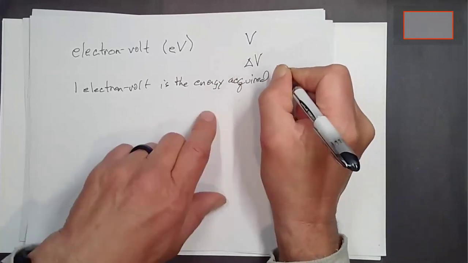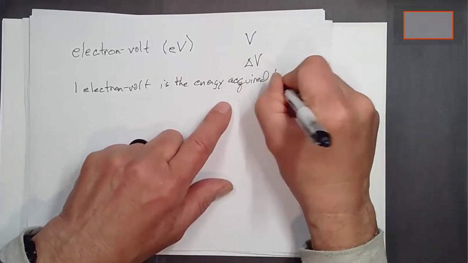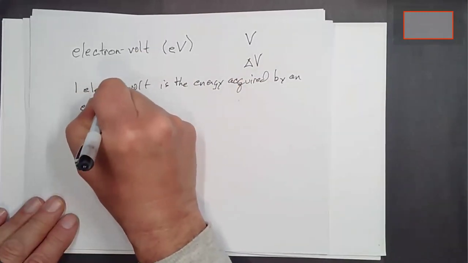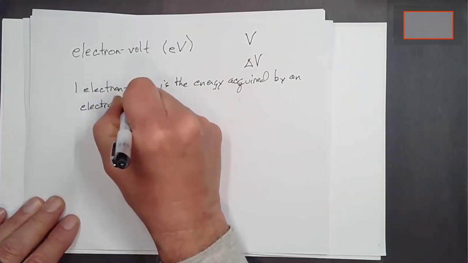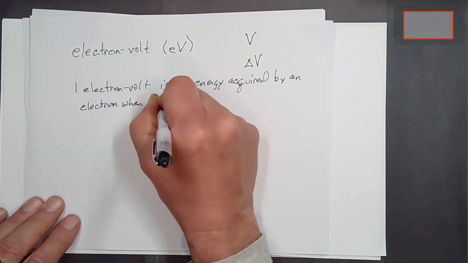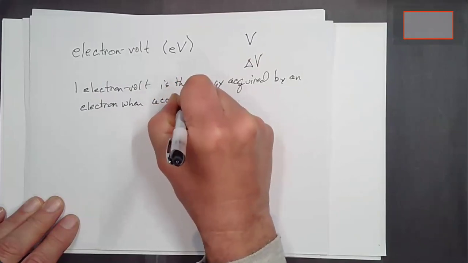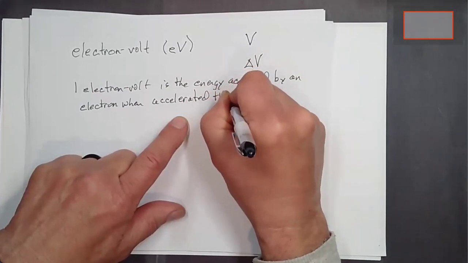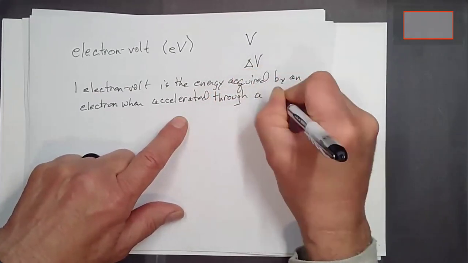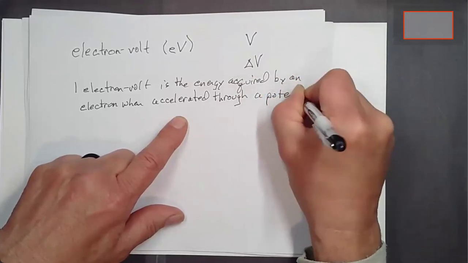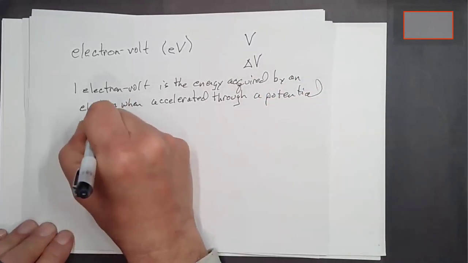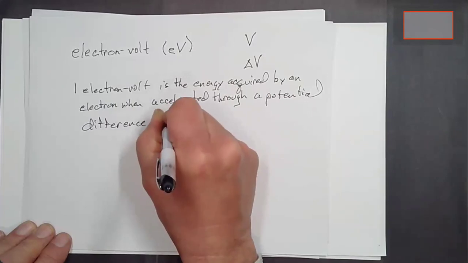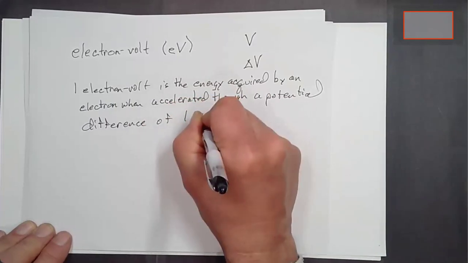You think of it as the kinetic energy gained by an electron when accelerated through a potential difference of 1 volt.